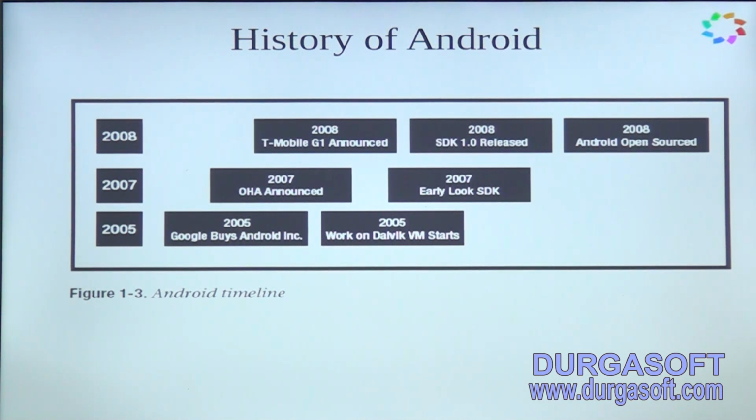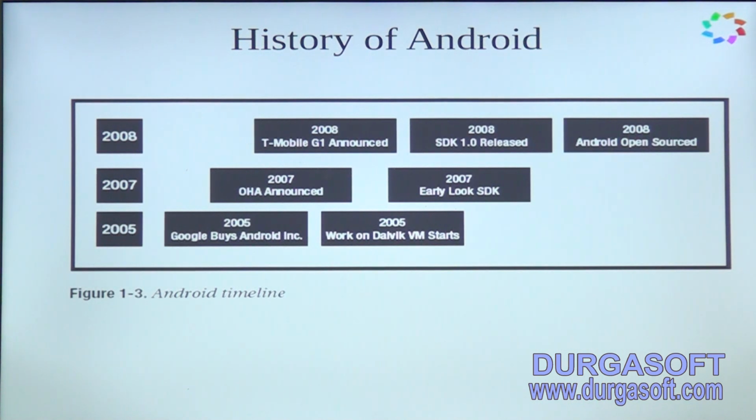In 2005 it worked on the Dalvik virtual machine, which we are going to talk about in further classes anyhow. As of now you can simply think of it as the start of the Dalvik virtual machine. And in 2007 OHA announced its very first mobile, or its very first SDK release.